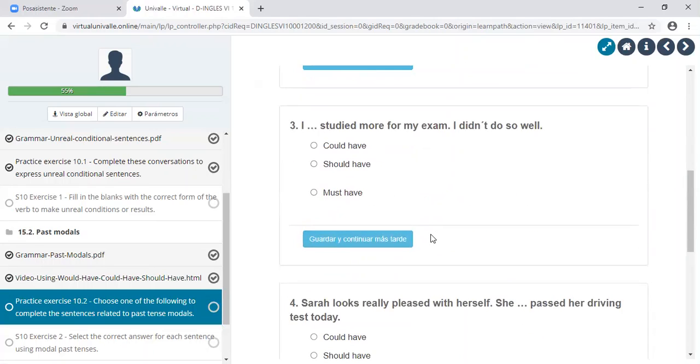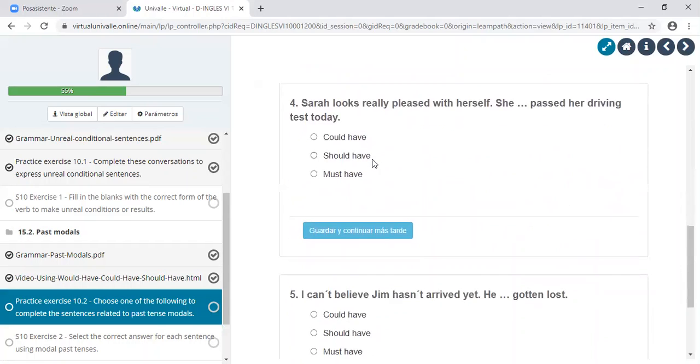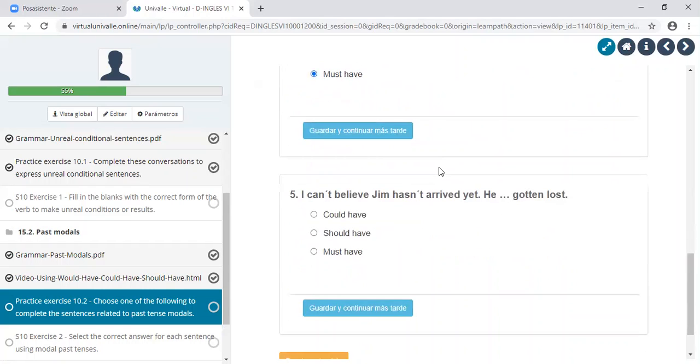I could have, should have, must have studied more for my exam. I didn't do so well. For this one, I should have studied more for my exam. And number four, Sarah looks really pleased with herself. She could have, should have, must have passed her driving test today. For this one, I will say must have. She must have passed her driving test today.